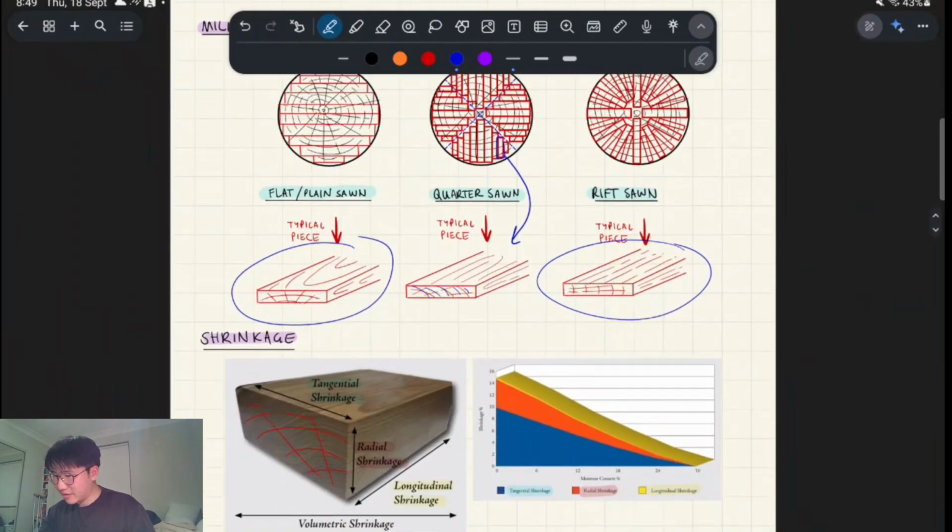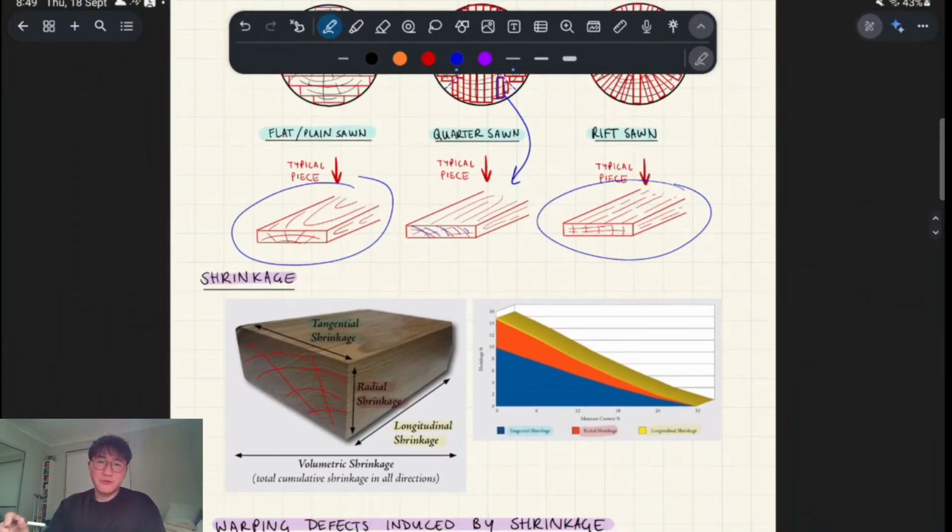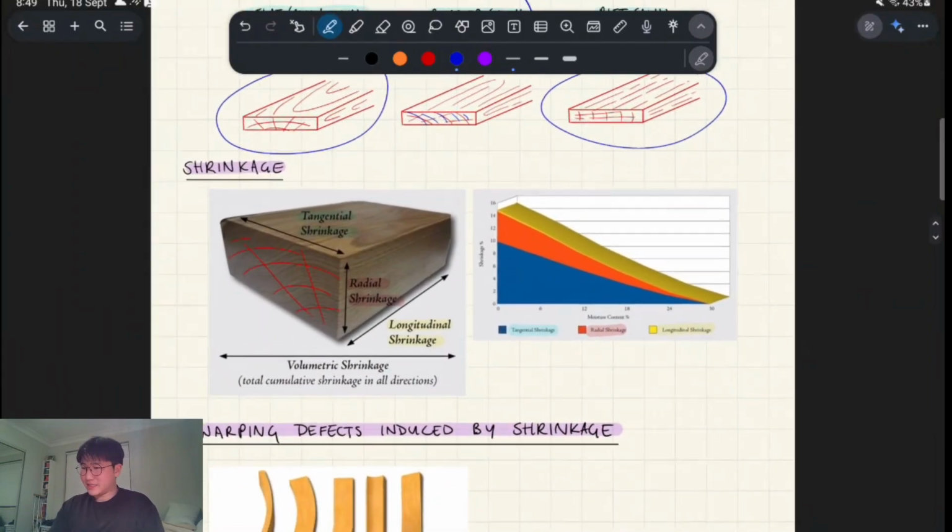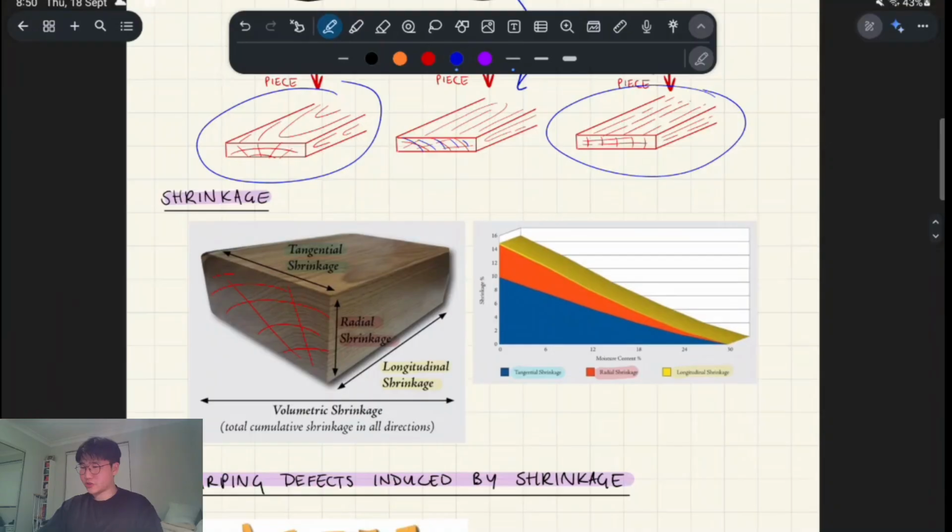So why does this actually matter other than the fact that maybe it looks nice? Well, something happens in wood called shrinkage, right? As you can imagine, your piece of material will want to shrink due to various things like moisture condition in the air, like temperature. And this is a process that happens over time, right?